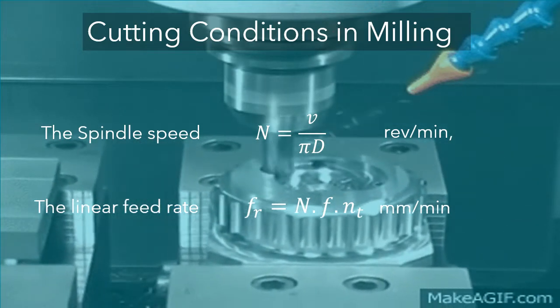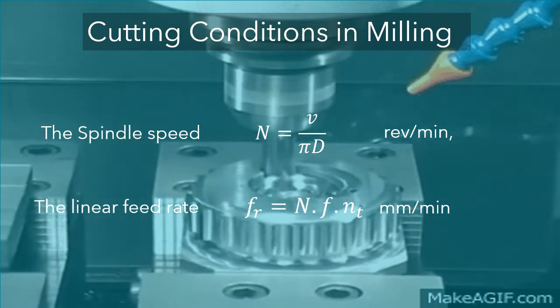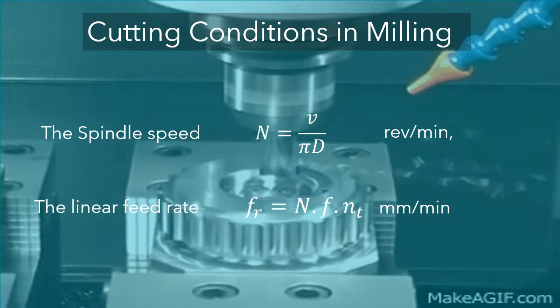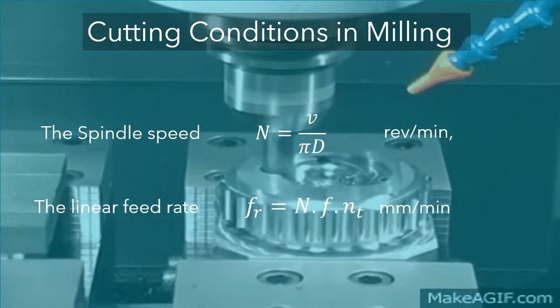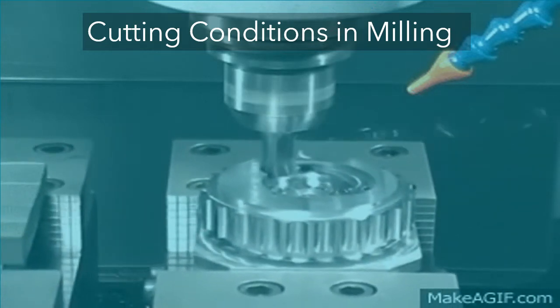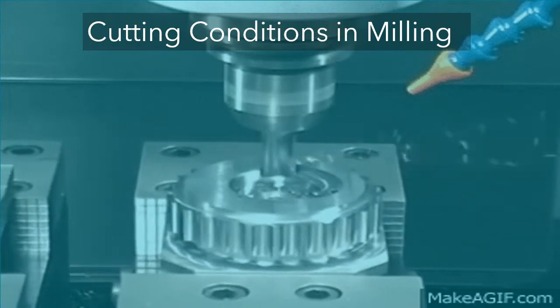Fr here is the feed rate, N is the spindle speed, NT is the number of teeth on the cutter, and f is the chip load in millimeters per tooth. The material removal rate in milling is determined using the product of the cross-sectional area of the cut and the feed rate.